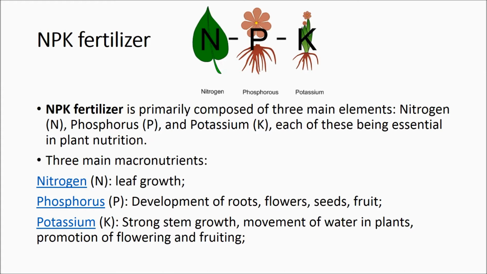If you want better growth of the leaf, you should add more of nitrogen to your soil. If you want the development of roots, flowers, seeds, and fruits, you should add more of phosphorus. And if you want strong stem growth, movement of water in plants, promotion of flowering and fruiting, then you should add more of potassium to the soil.